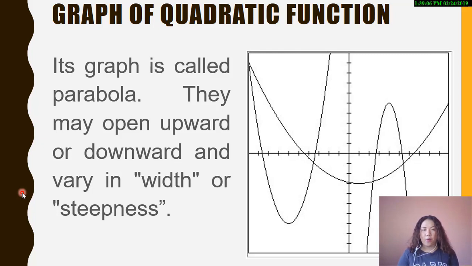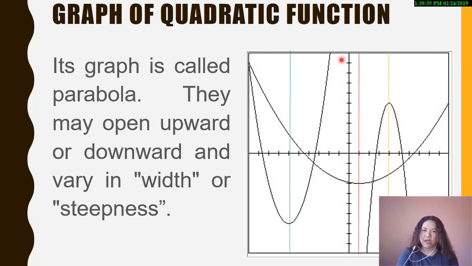A parabola may open upward or downward and vary in width or steepness. As you can see in this image, this one opens downward and these two open upward. And this one is wider than this one, and this one is narrower than this. Later on, you will find out the reason behind the differences among the parabolas.